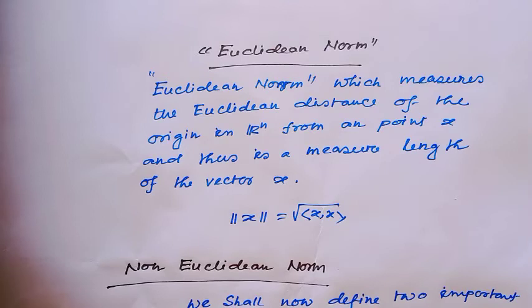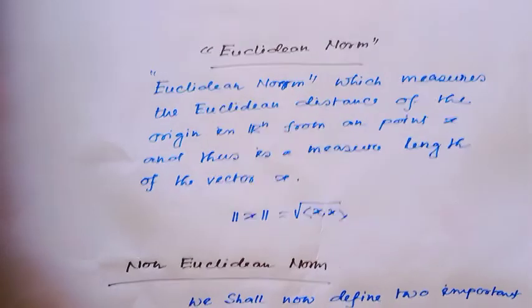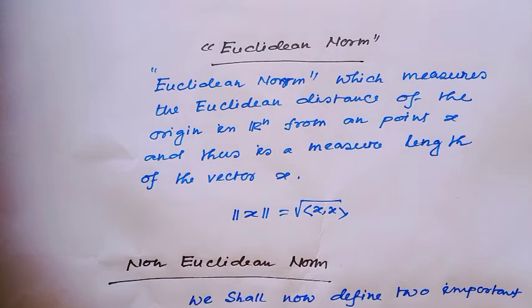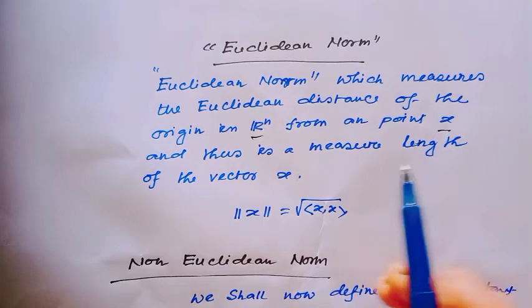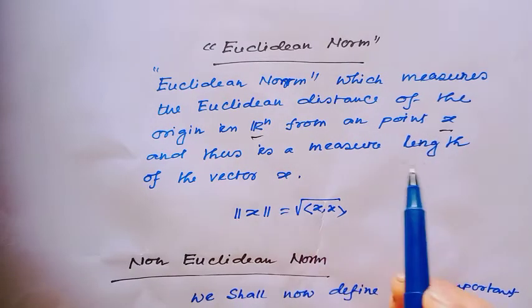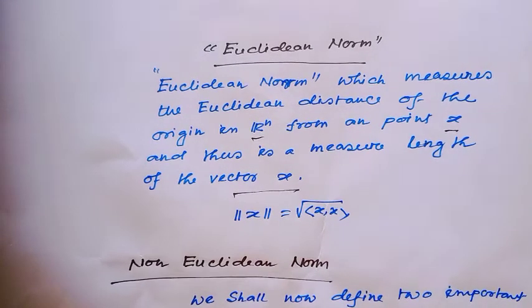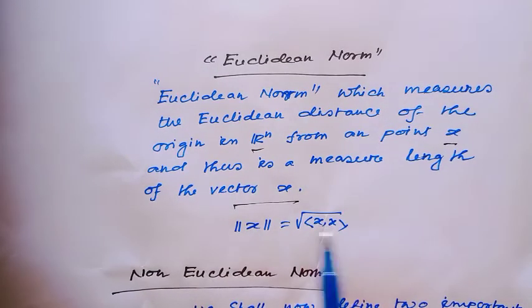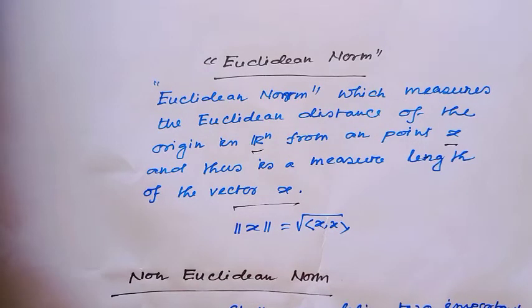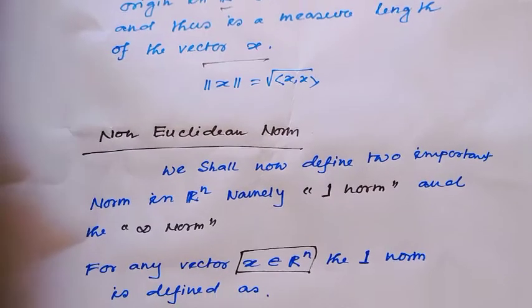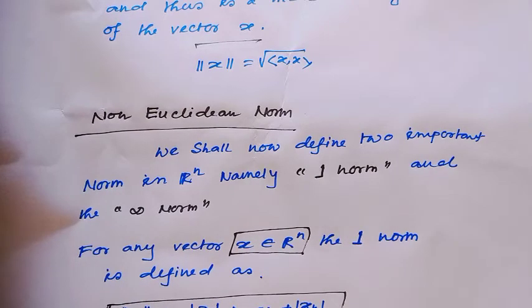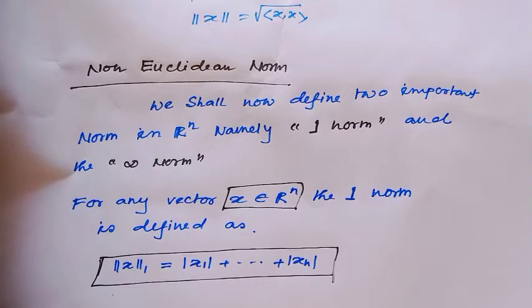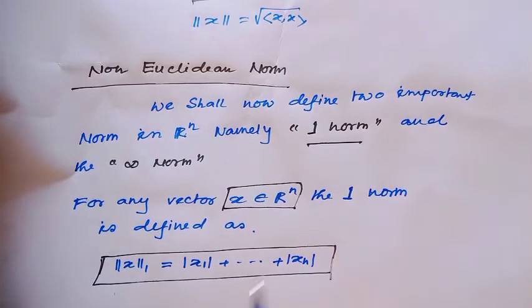Now let's come back to our original discussion. The Euclidean norm measures the Euclidean distance from the origin in Rn to a point x. Thus, this is a measure of the length of the vector, which is defined as norm of x equal to the square root of the inner product of x comma x. But today's goal of this lecture is about non-Euclidean norms. We shall define two important norms in Rn, namely the one norm and the infinity norm.